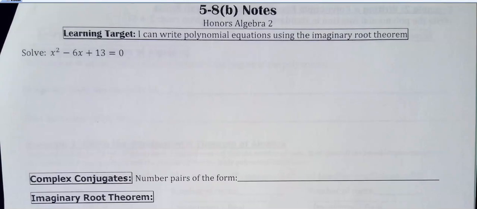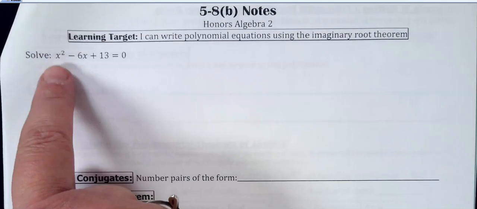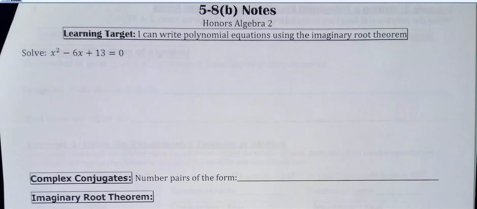We're just going to solve this quadratic. So I've got x squared minus 6x plus 13. Cannot factor that. You're not going to find factors of 13 that add up to negative 6. So honestly, if you wanted to solve this with completing the square, it wouldn't be bad because your b value is negative 6, but I'm going to go ahead and use the quadratic formula.